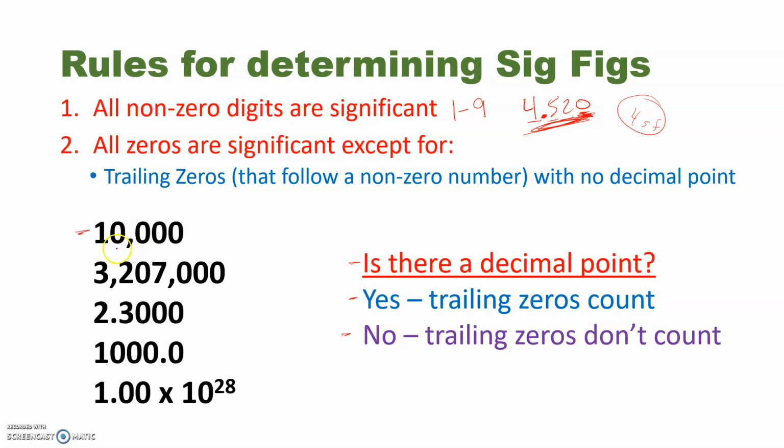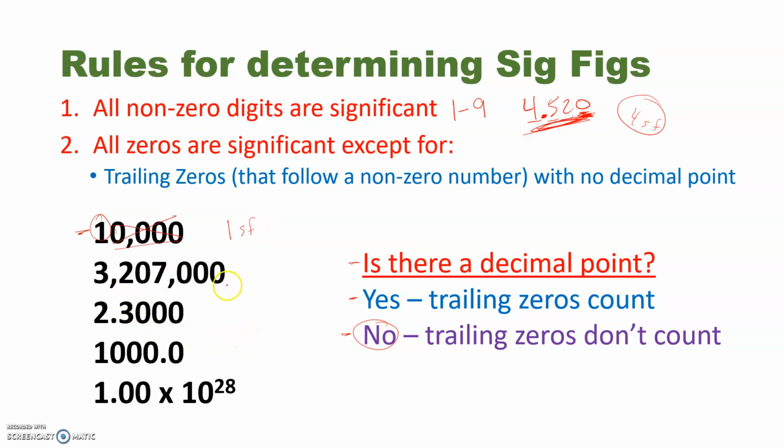So here, I've got trailing zeros. Do I have a decimal point? No, I do not. There's no decimal place there. So the trailing zeros don't count. So I do not count these zeros. That is the only significant figure I have, so I have 1 sig fig.